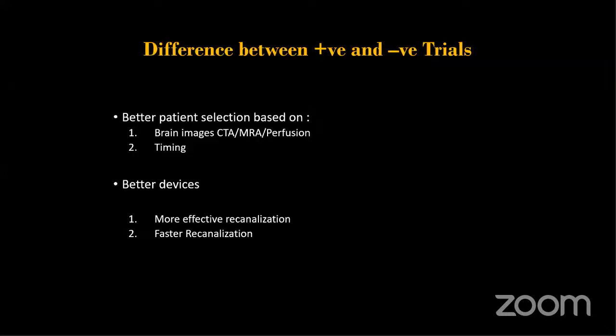Then what's the difference between the positive and negative trials in endovascular treatment of stroke? There is better patient selection based on brain imaging and angiographic imaging like CTA, MRI, or perfusion. There is good timing and very fast triage to recanalization of the artery. There are better devices regarding the material used in the procedure, more effective and faster recanalization.